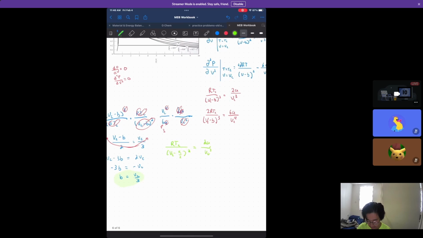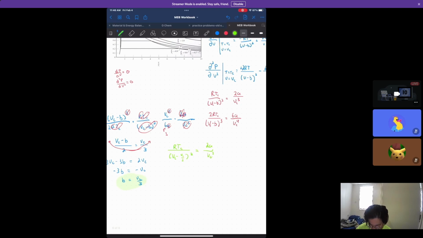Okay? This turns into RTC over 2 over 3 VC squared. Okay, the 2 over 3, we'll just square the 2 over 3. That's too big of an eraser. It becomes 4 over 9 equals 2A over VC cubed. Actually, tell you what, we'll bring the 4 over 9 out of the denominator by taking the reciprocal, and that becomes 9 over 4. Alright.